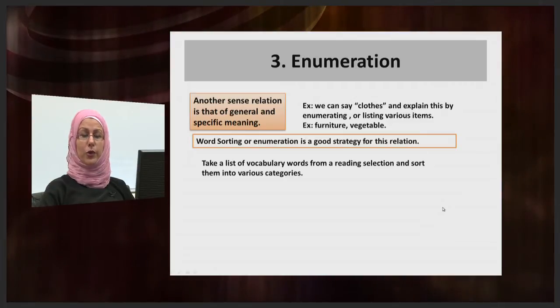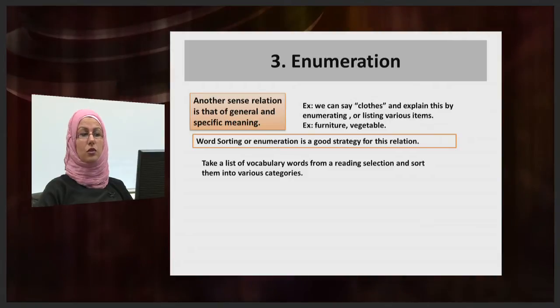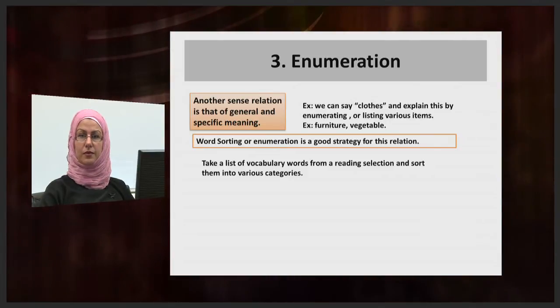Take a list of vocabulary words from a reading selection and sort them into various categories. Even if no reading comprehension question asks you to do so, you are doing this strategy in order to help yourself remember either the category word, the general word, or any specific or particular word in this series or under this category.